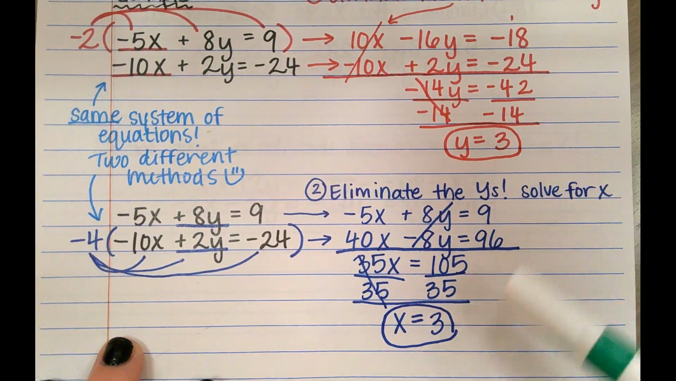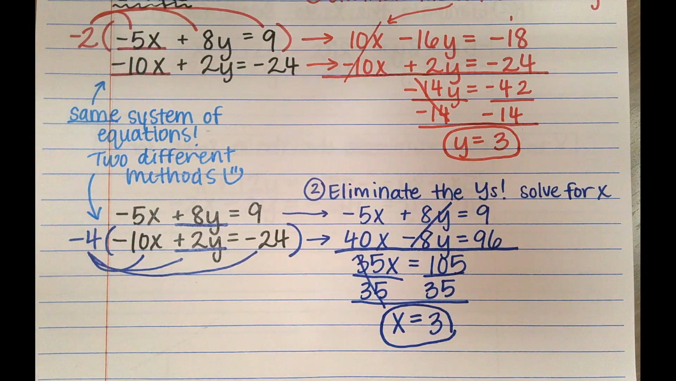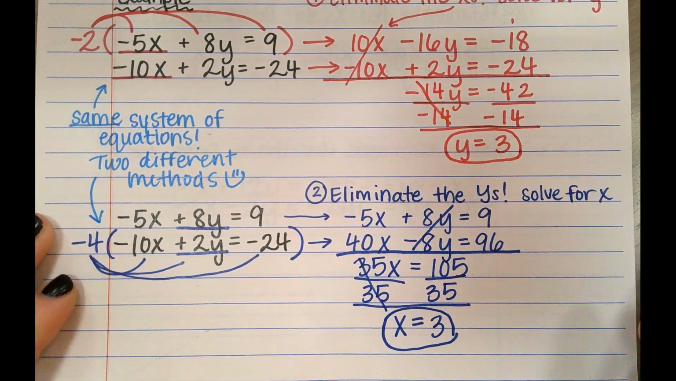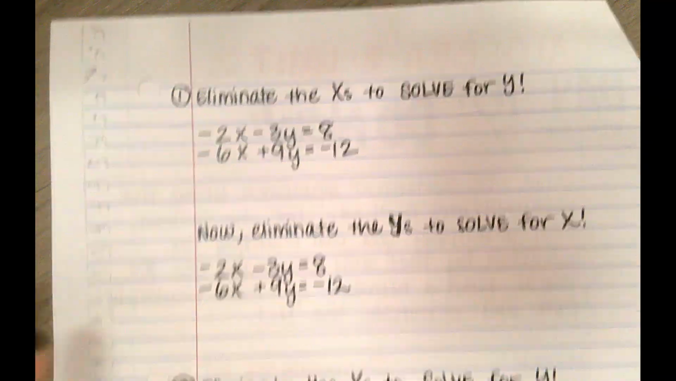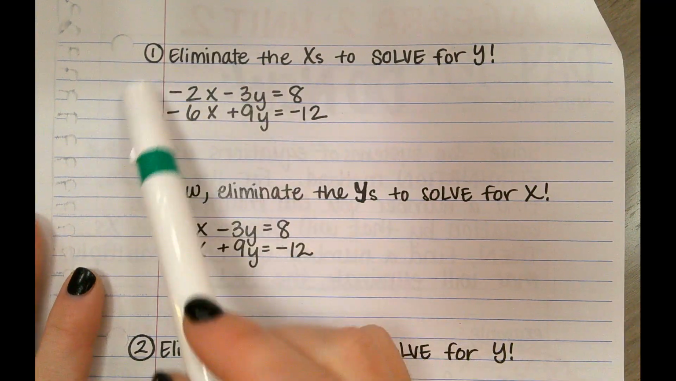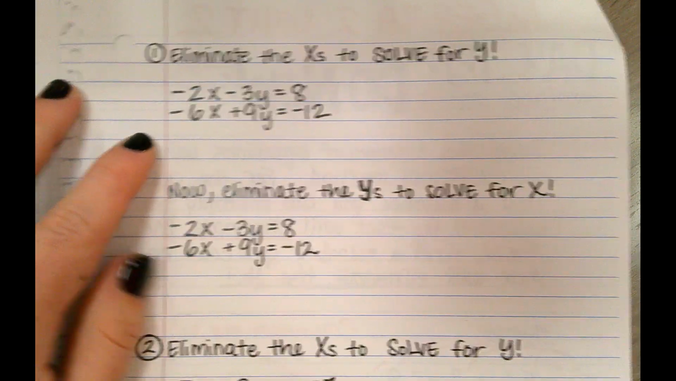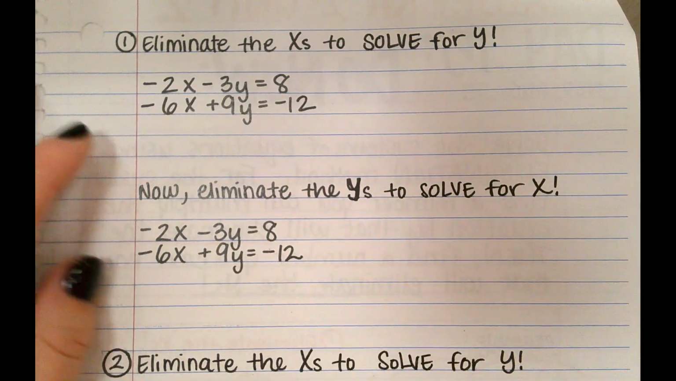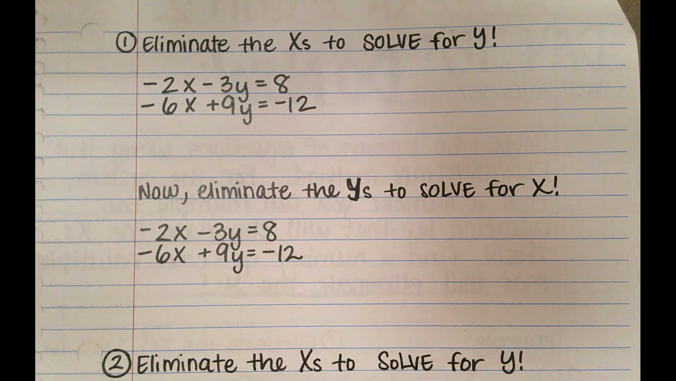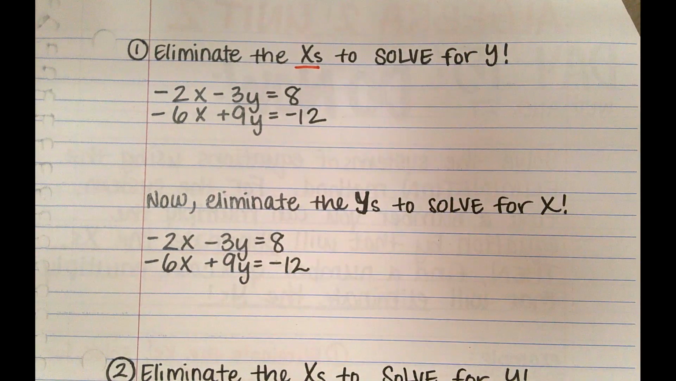So this whole do now activity is to help us see that you can solve a system of equations in so many different ways. So we're practicing doing more than one way and showing that it will work. So let's look at these problems. For number 1, I have the following system. I have -2x minus 3y equals 8, and I have -6x plus 9y equals -12. And I want to eliminate the x's.